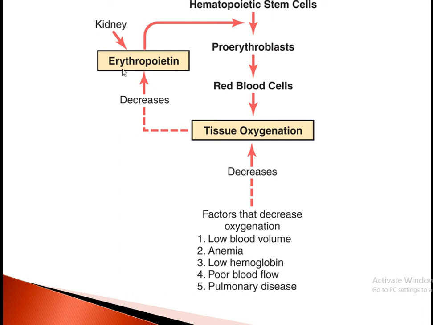But how? The hypoxia affects the kidney. In response to the hypoxia, the kidney produces erythropoietin and then it reaches the bone marrow and it increases the genesis of the RBC.